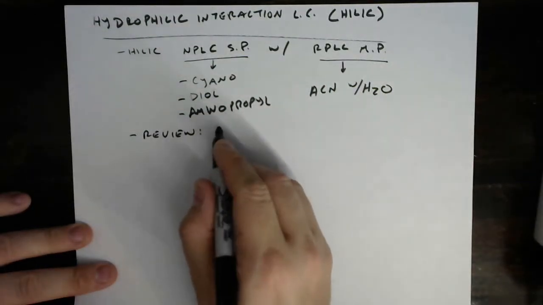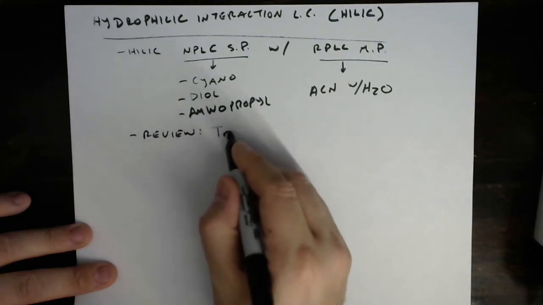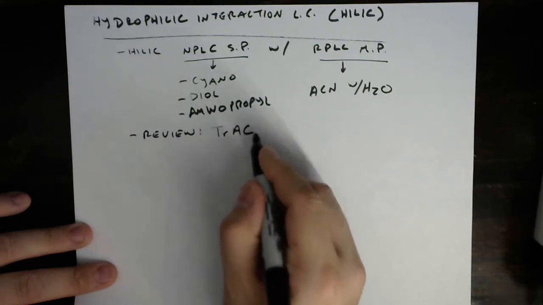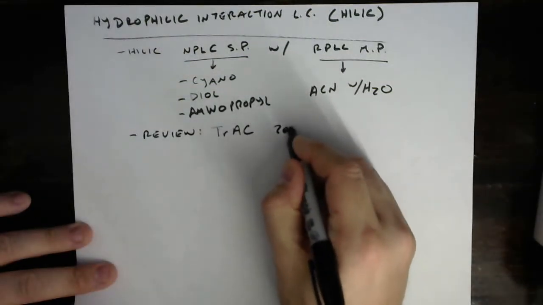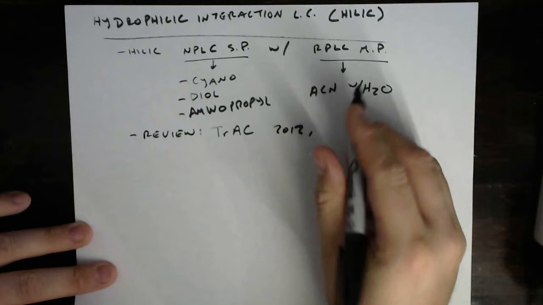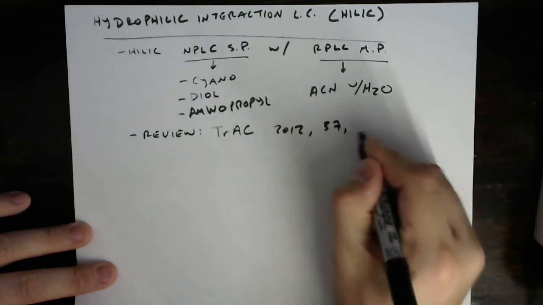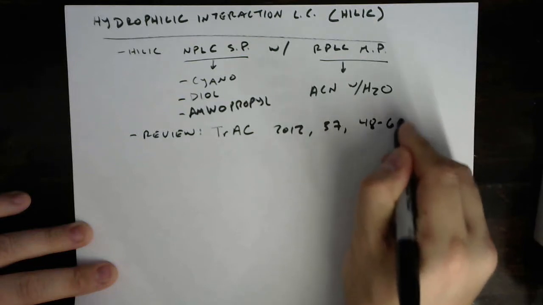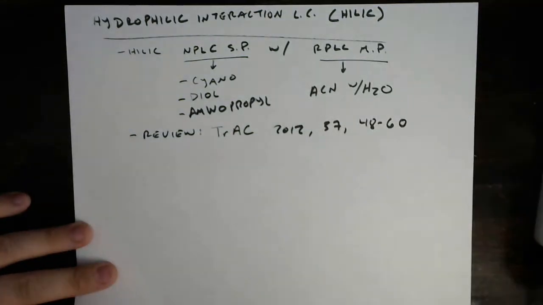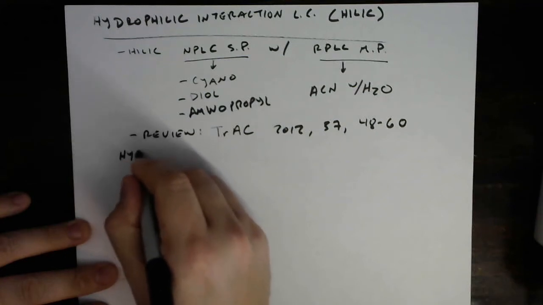So, annual review journal called Trends in Analytical Chemistry. It's abbreviated this way, TRAC. Trends in Analytical Chemistry, 2012, which would have been volume 37 and pages 48 through 60. Gives a nice little foundational review on what this HILIC thing is all about. But here's the hypothesized mechanism.